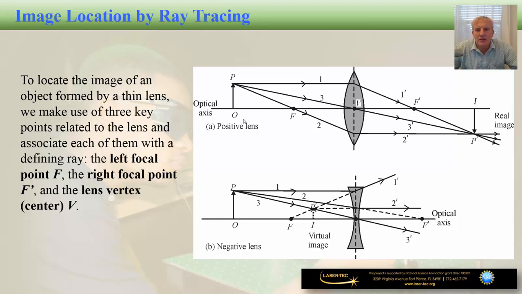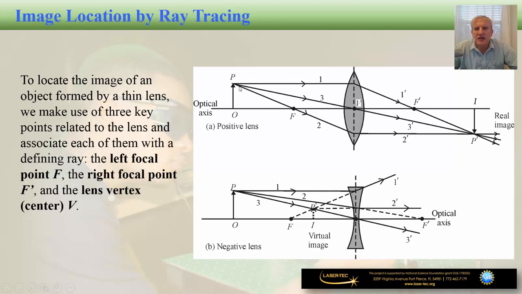We are analyzing the propagation of the light and the creation of the image by the lens by looking at three distinct light rays. The first one, labeled as 1, is running parallel to the optical axis. And then the second light ray is running through the focal point. And then finally, the third light ray is running through the vertex of the positive lens.